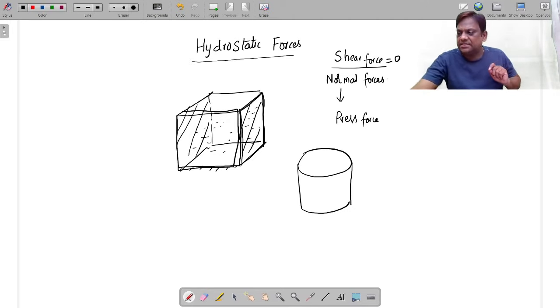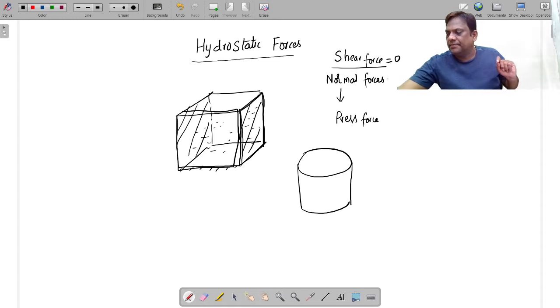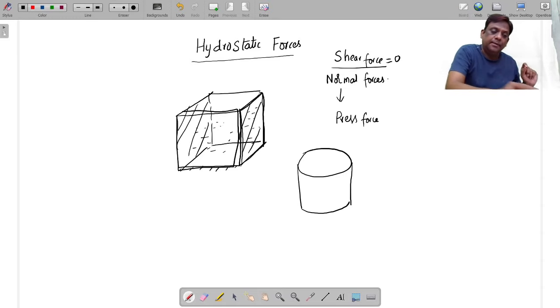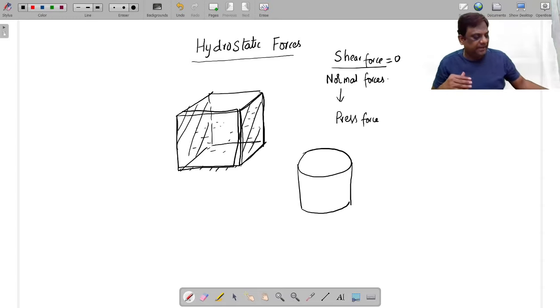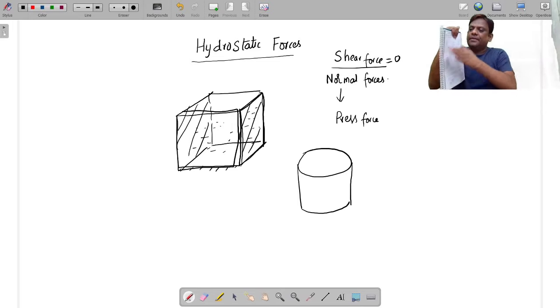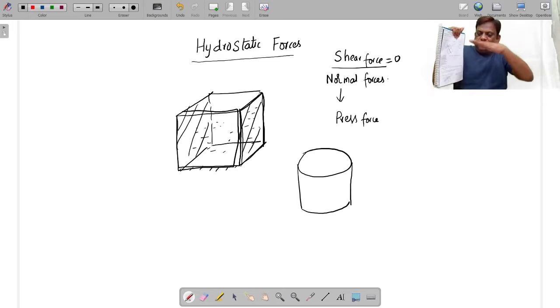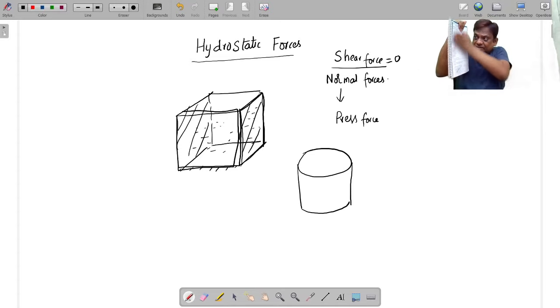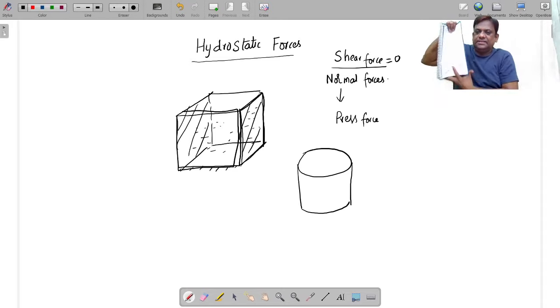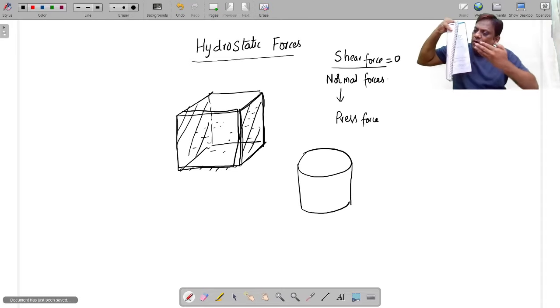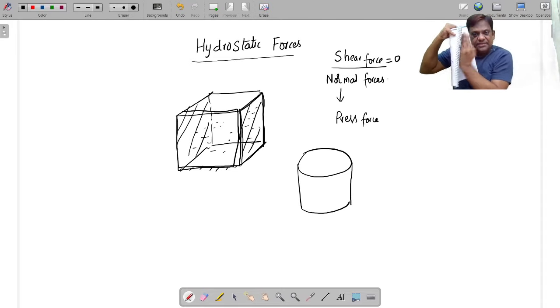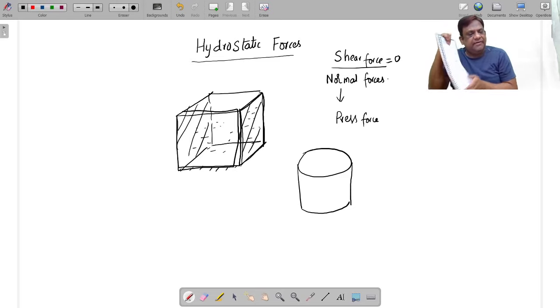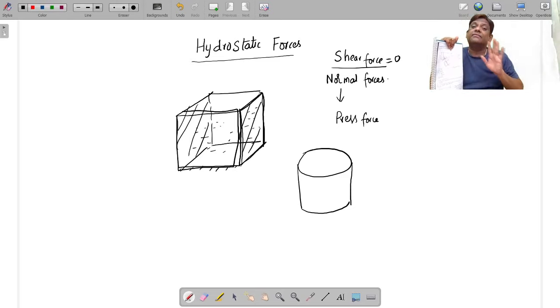So I will divide this chapter into two parts. One is hydrostatic force on plane surfaces. What do you mean by plane? For example, you take this. There is a fluid this side. The fluid is exerting force on this. It is a plane surface. And let it be like this. Now the fluid is exerting force. It is a curved surface. So I will divide this into two parts. One is plane and one is curved surfaces.